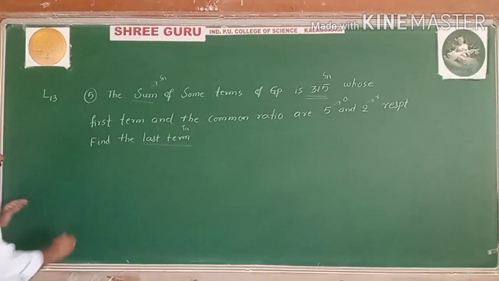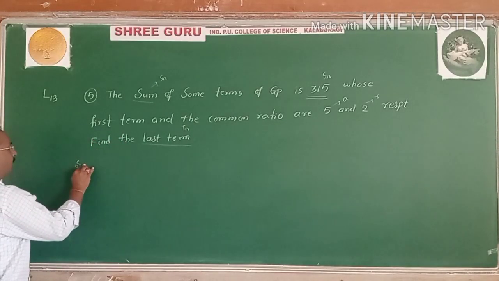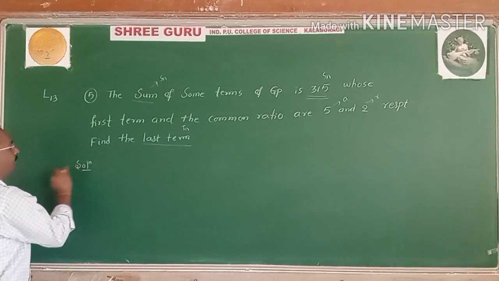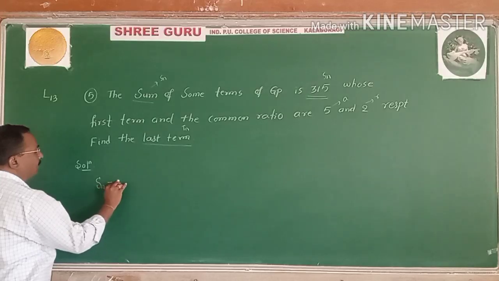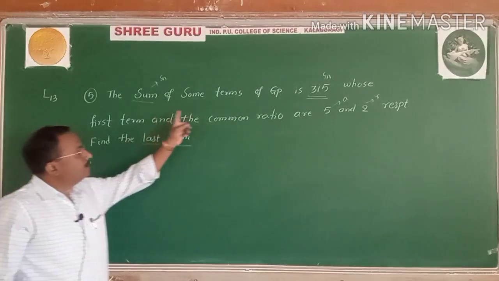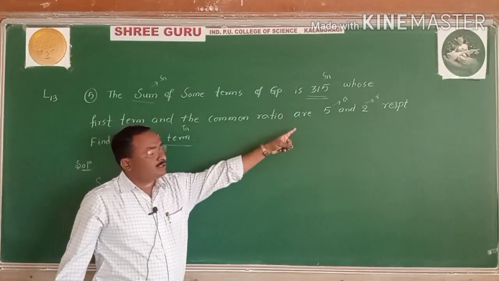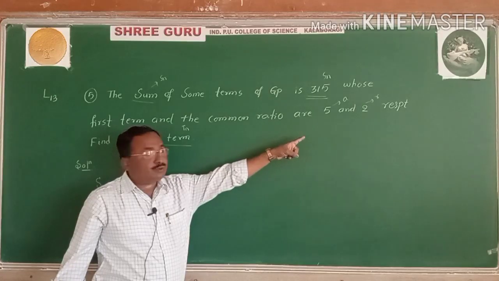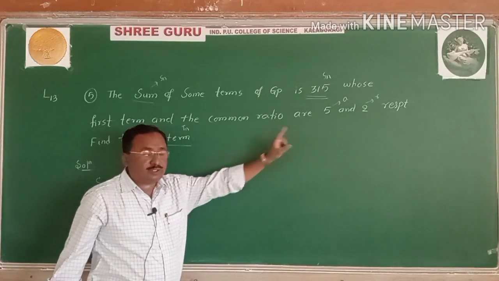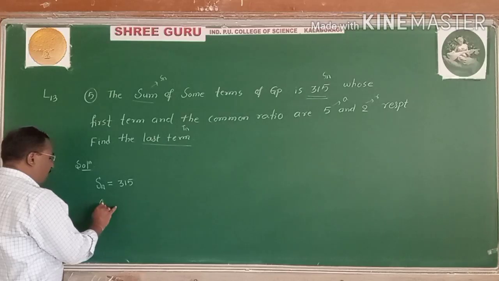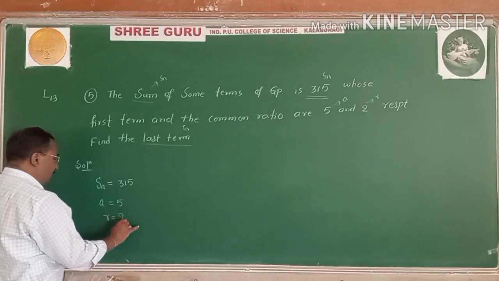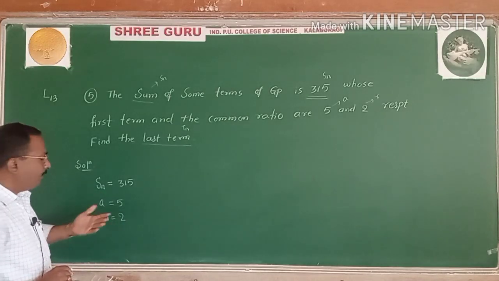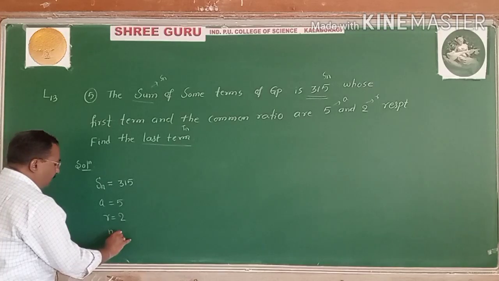Solution. Given Sn is equal to 315. The sum is given, and the first term and common ratio are 5 and 2 respectively. First term is 5 and common ratio is equal to 2. To find the number of terms, n is equal to what?